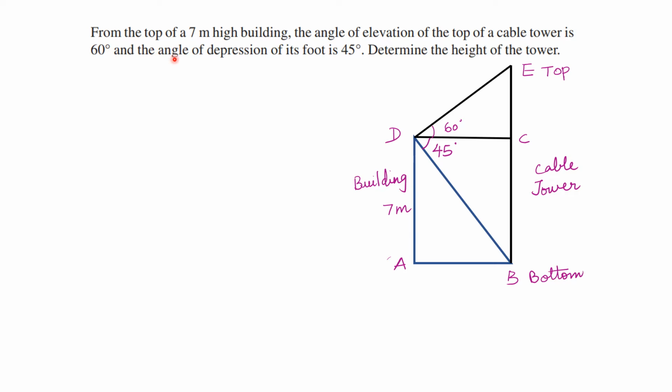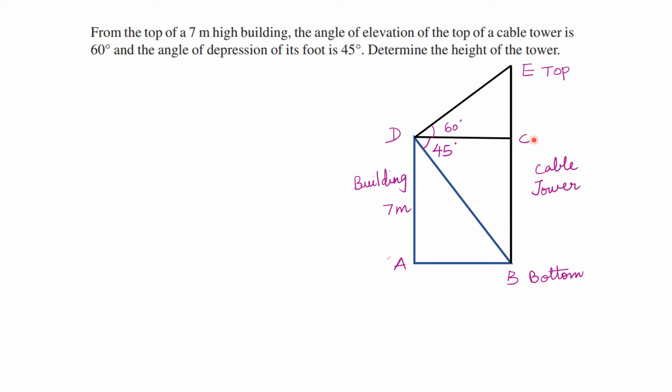From the top of a 7-meter high building, the angle of elevation of the top of a cable tower is 60 degrees and the angle of depression of its foot is 45 degrees. Determine the height of the tower. You see here AD is the building and BE is the cable tower, right?